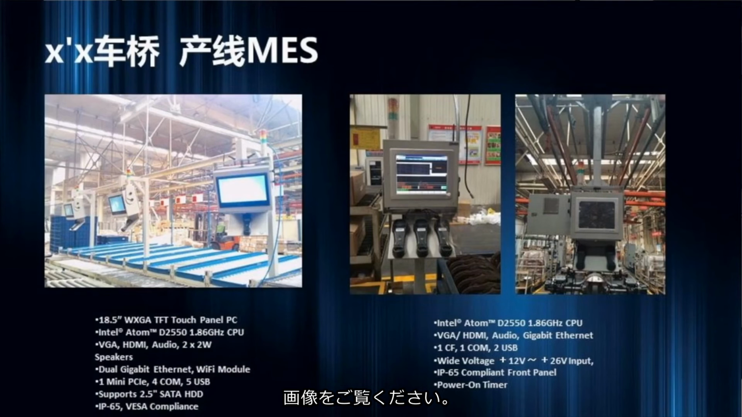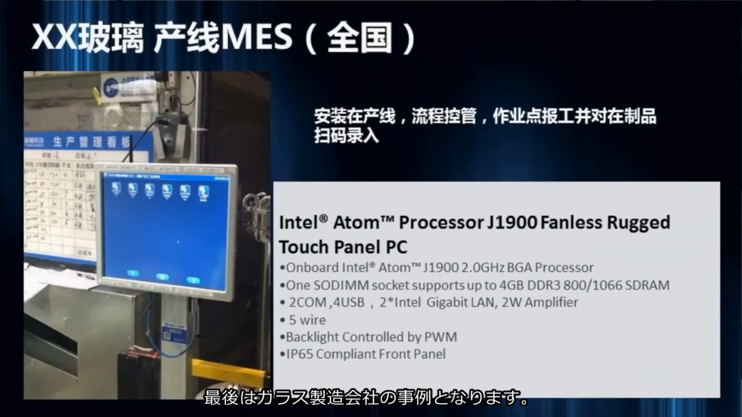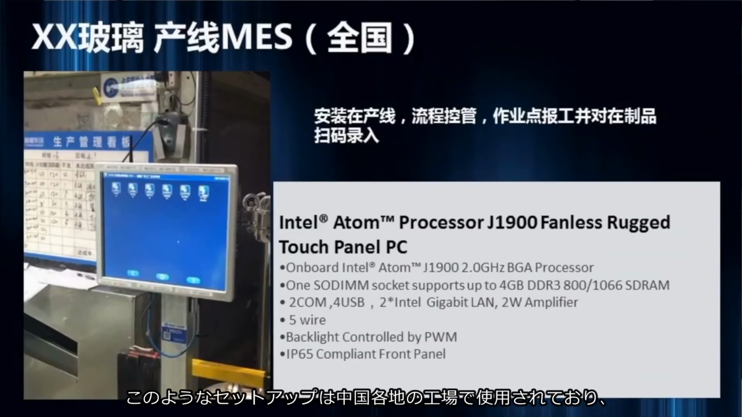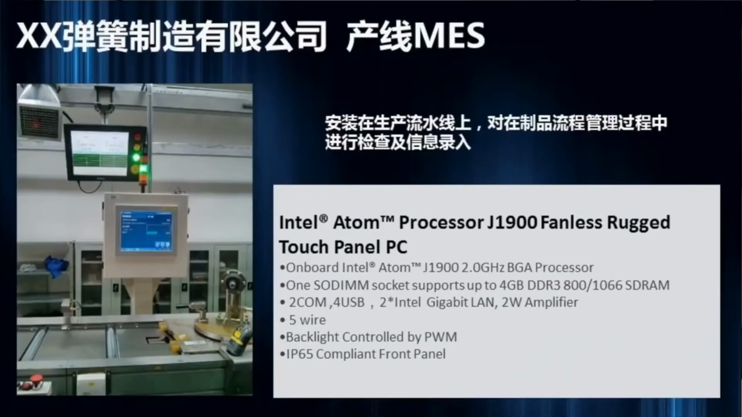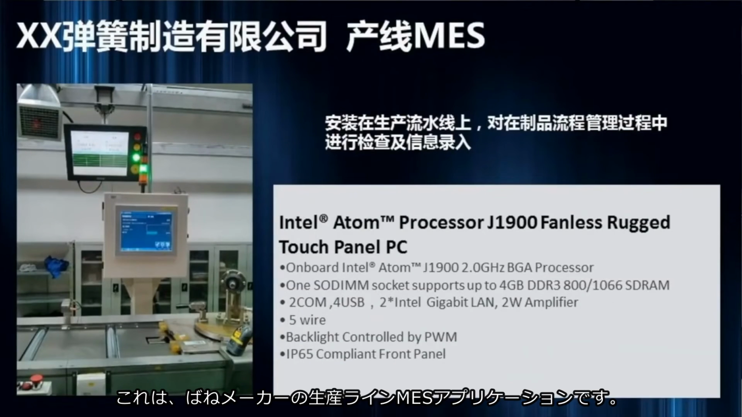This is a complete overview of another automotive production line MES. And finally, a glass production company. This setup is used in factories all across China, a typical example of MES. Here is an application of production line MES in a spring manufacturer.